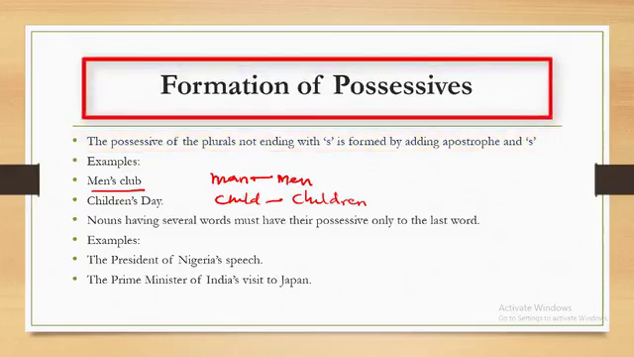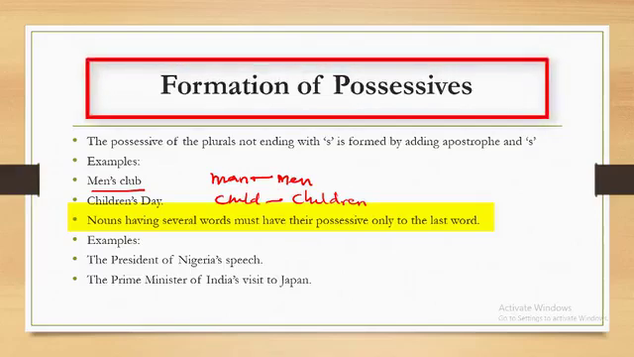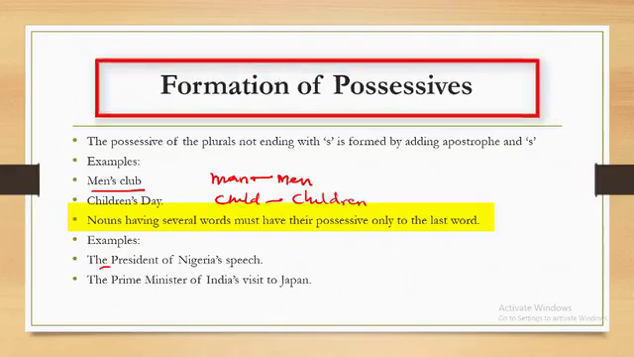Then we also have a situation where the nouns have several words at their ending. Okay, we have the president of Nigeria's speech. So we don't introduce the possessive case on the president. We introduce it on the country. So the president of Nigeria's speech, not the presidents of Nigeria. Then we have the prime minister of India's visit to Japan.